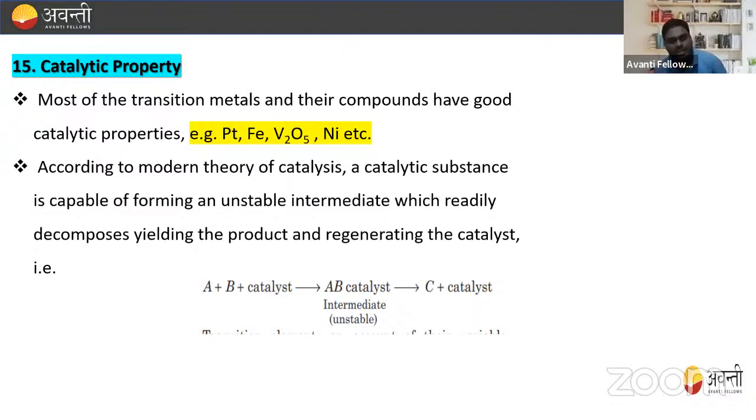According to the modern theory of catalysis, a catalyst is capable of forming an unstable intermediate which readily decomposes, yielding the product and regenerating the catalyst. For example, if A and B are the reactants and they are treated with the catalyst, they form the intermediate, the A-B-catalyst intermediate, which is unstable. This readily gives the product C plus the catalyst.